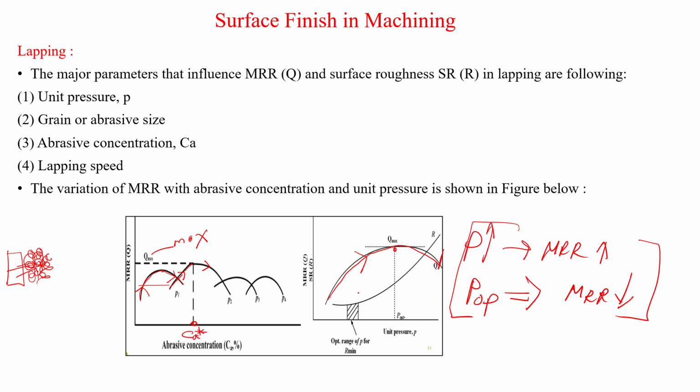Similarly, we can see the variation of surface roughness. Surface roughness always increases with the pressure, because if you increase the pressure, there is high MRR and a high amount of abrasives come in contact with the surface, and because of that a high amount of surface roughness is generated. So because of increasing pressure, surface roughness increases. Okay, is this clear? Any doubt?